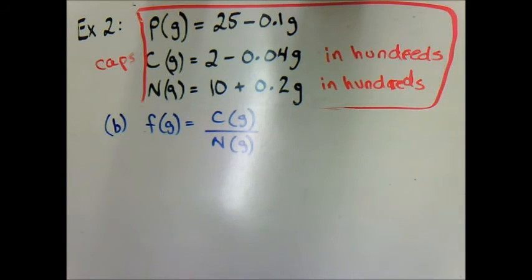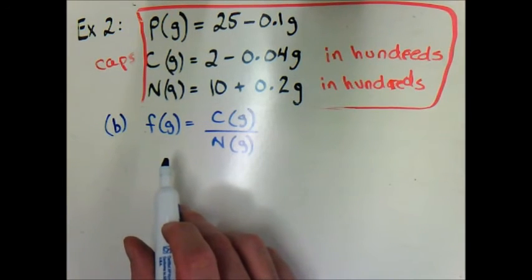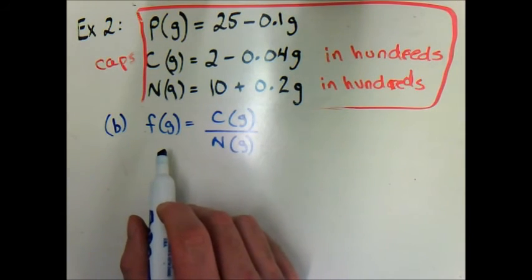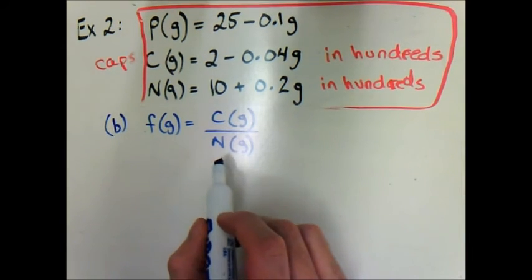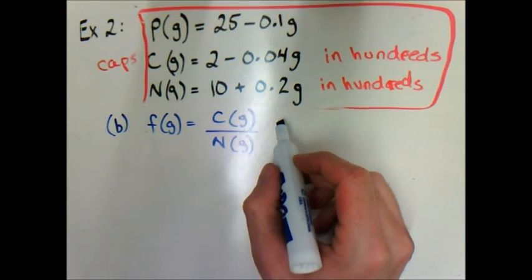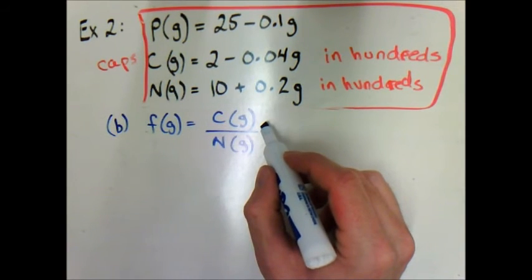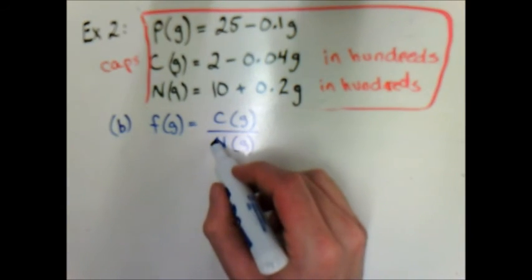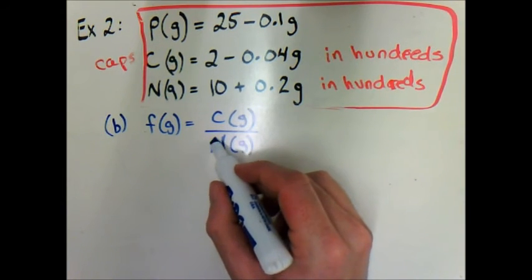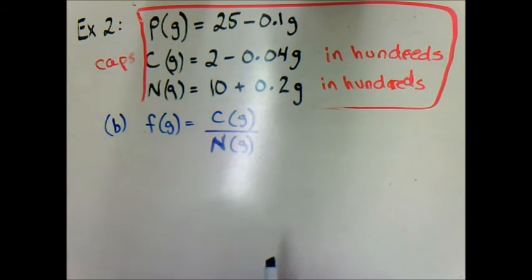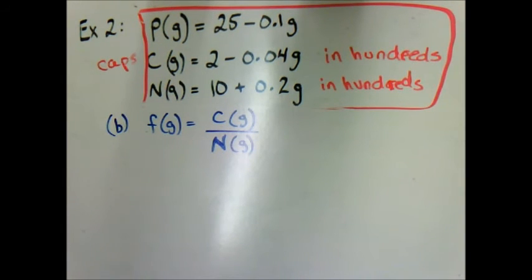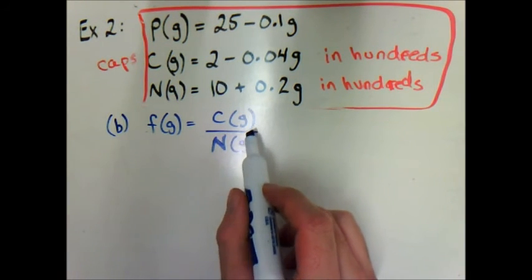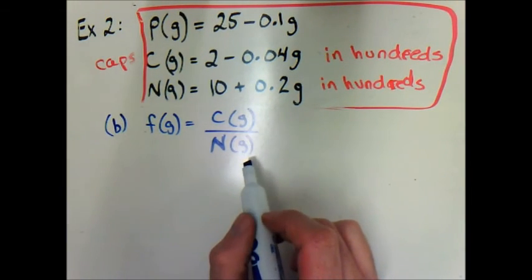Part B of example 2 gives us the same baseball team with the same marketing strategy, and asks us to decide what this function means. f of g is a composite function, C of g divided by N of g. So remember, C of g is the number of caps being distributed at any given game, and N of g is the number of people at any given game. So what does this function, f of g, represent? Yeah, exactly. It's the proportion of people who will receive a cap. It's the ratio of caps to people.